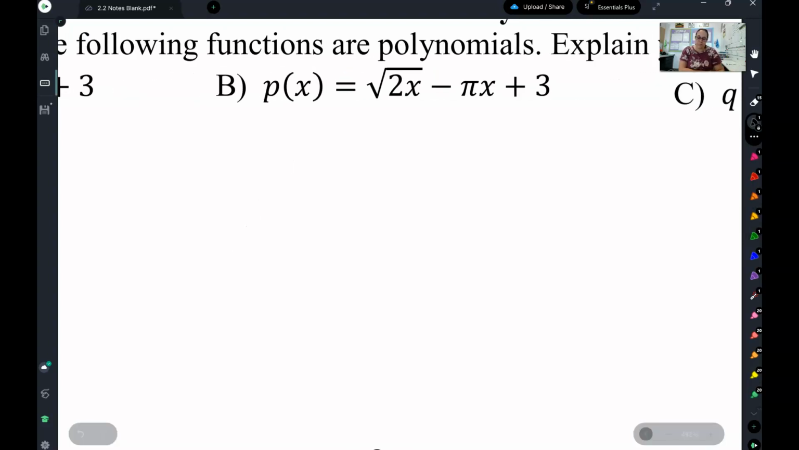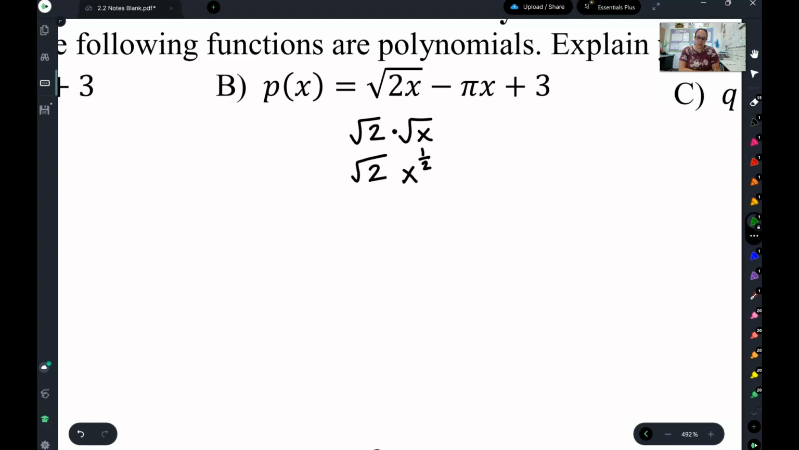Now let's look at this one. Notice in this one the square root is over the x. So you may remember that we can separate square root over multiplication, and then you can actually change square root to a fraction exponent. So this x still has a secret 1 exponent. This x has a 1/2 exponent. 1/2 is not a positive whole number. So this is not a polynomial.